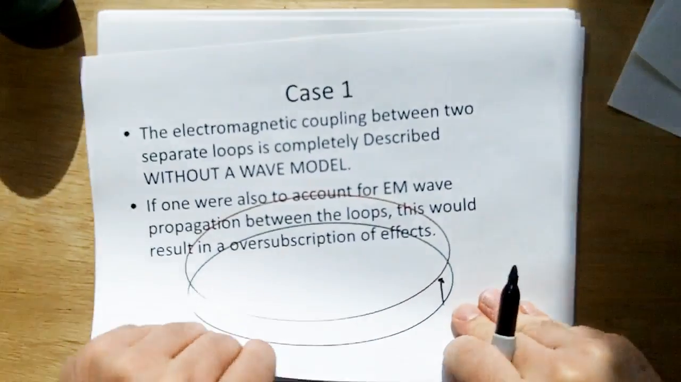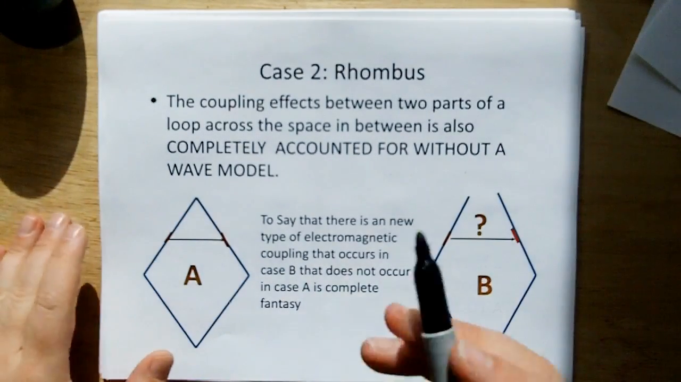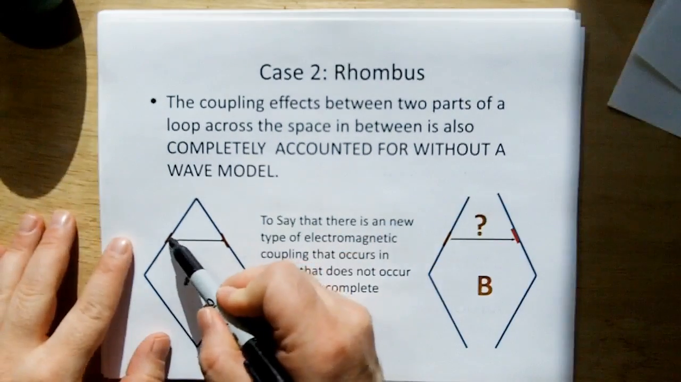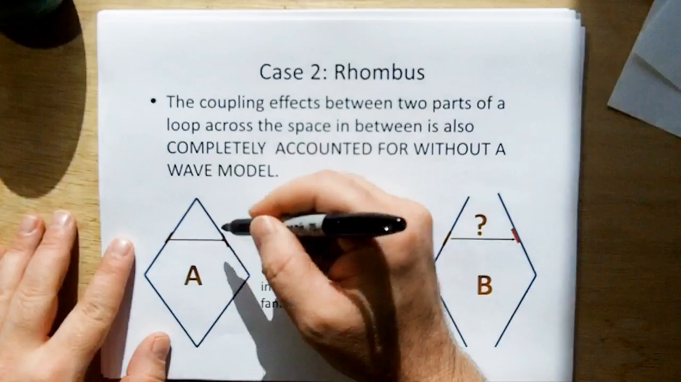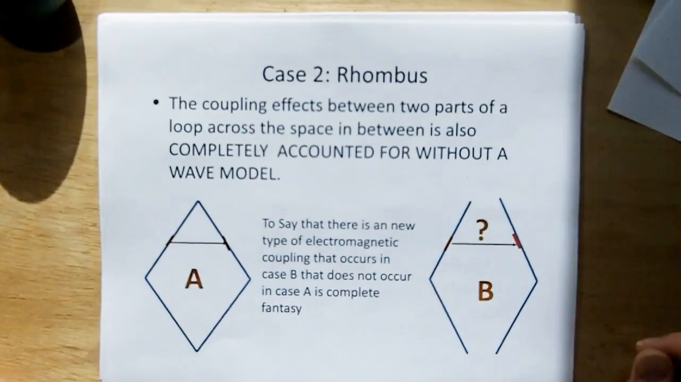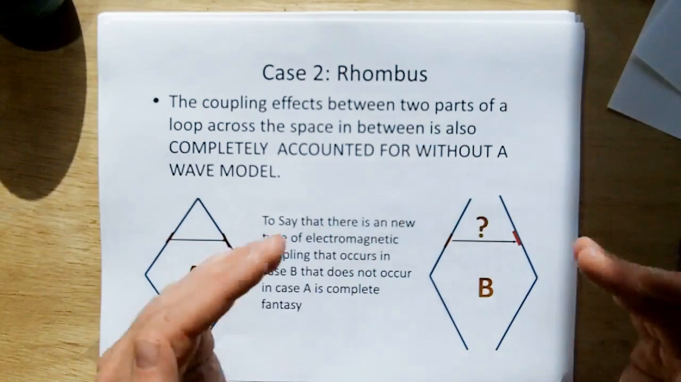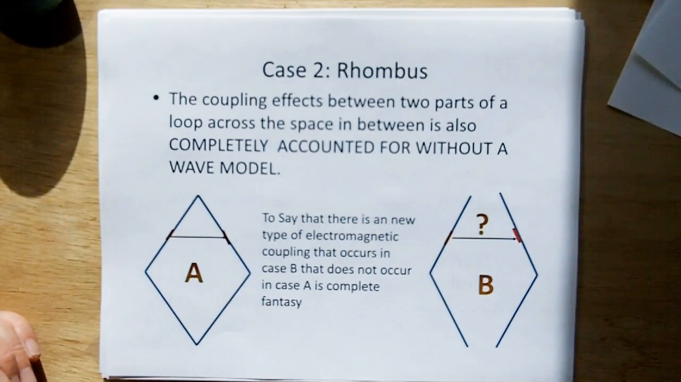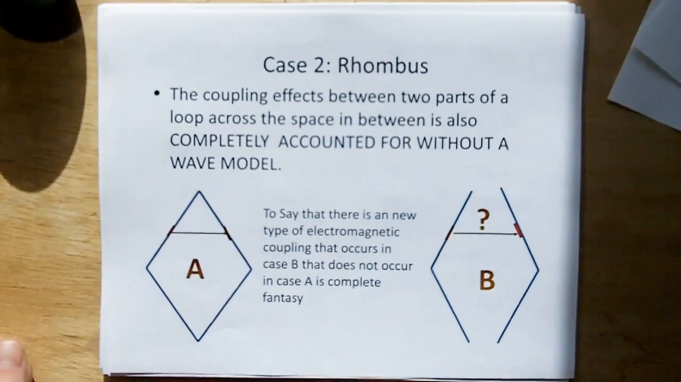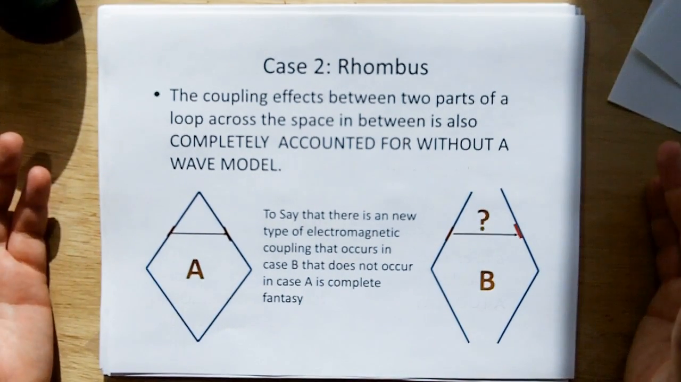Let me give you case number 2. Remember, we used the Rhombus experiment. And in the Rhombus experiment, we have to compute or determine the effects from each filamentary fragment to the other filamentary fragment across the distance of space. And to say now, well, okay, if I break these 2 halves of the rhombus apart, then somehow there's another mode of coupling from that fragment to the other that isn't accounted for with this measurement? That's completely ridiculous. That's fantasy land.